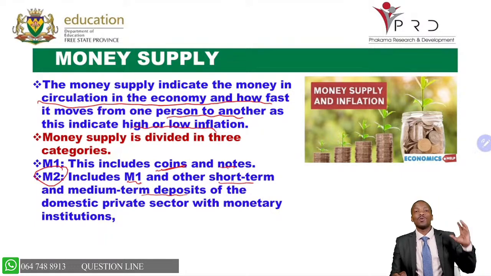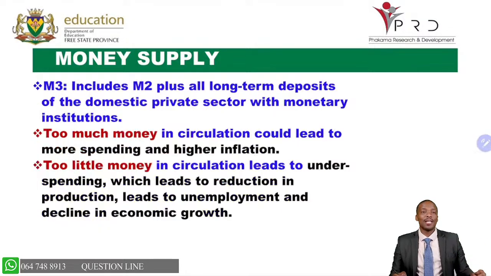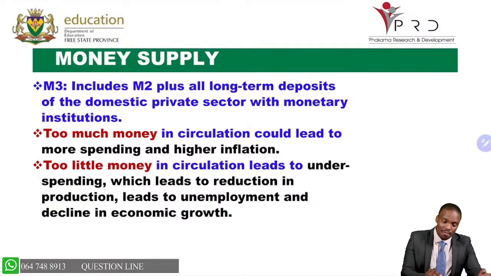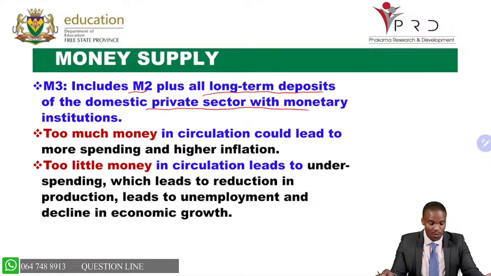But the question would be, do you still remember what is M1? Yes, M1 is coins and notes. Then M3, we are saying it is coins and notes plus short-term and medium deposits as well as loans. In other words, we are saying it is M2 plus long-term deposits and loans of domestic and private sector within the monetary institutions.